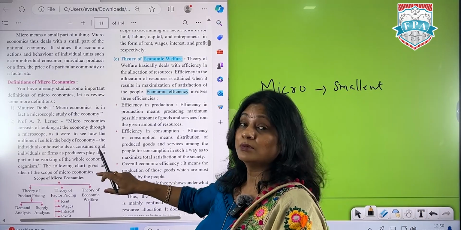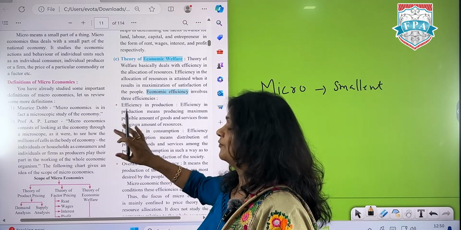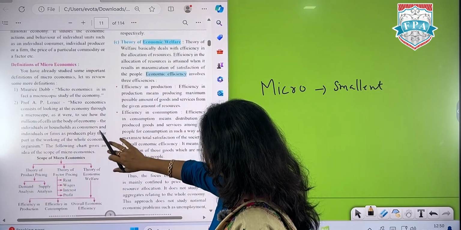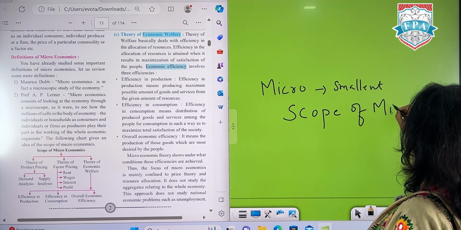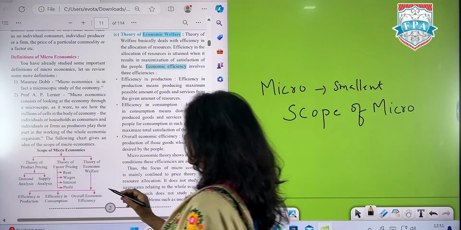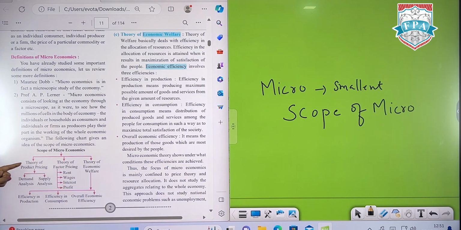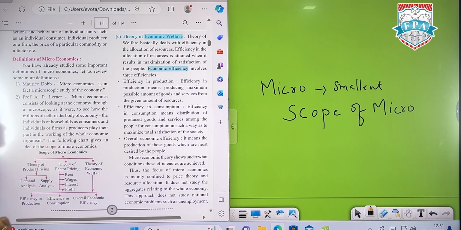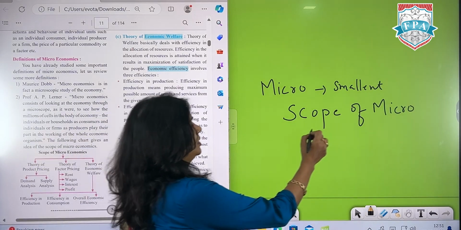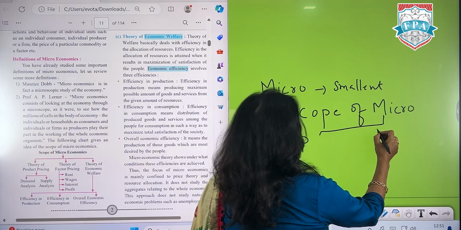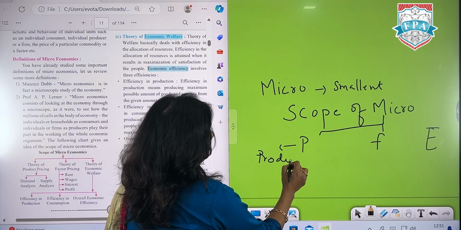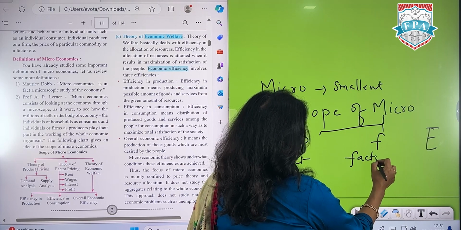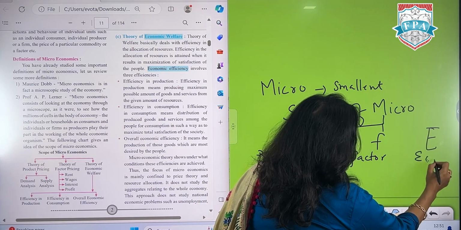Now, a question which can be asked from you is the scope of microeconomics. Look at this diagram. It says 3 things: theory of product pricing, theory of factor pricing, theory of economic welfare. So there is PFE. When I talk about microeconomics, the 3 terms are PFE. This is talking about product pricing. This is talking about factor pricing. And this is talking about economic welfare.